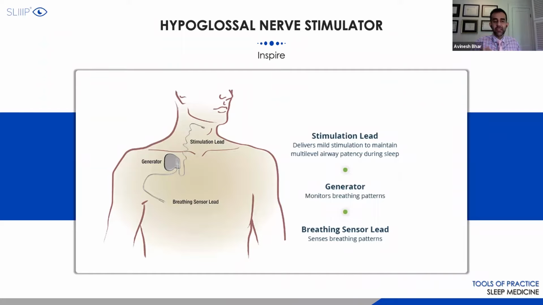So the whole idea of this is to actually pick up when there's a trigger in the breath, and then it will release a stimulation here to the hypoglossal nerve to actually tighten up your tongue. So your tongue, instead of flopping backwards, stays forward.